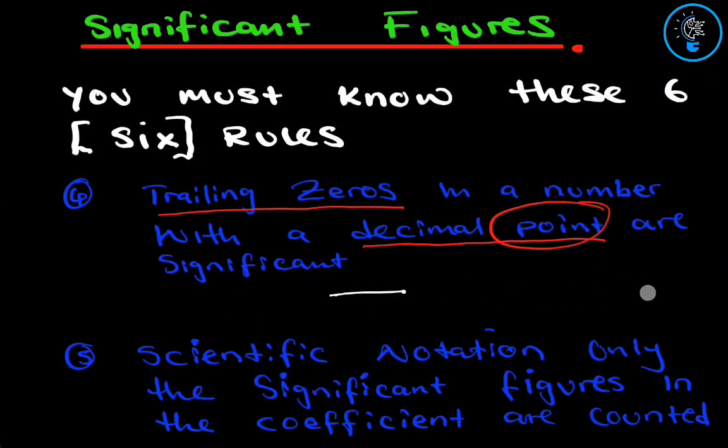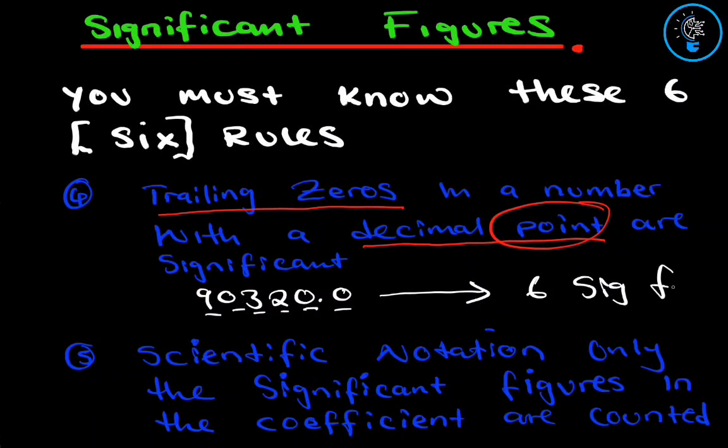Okay, let's look at one more example. Let's say we have 9032 0.0. How many significant figures are present in this number? You can pause the video and give it a guess. Okay, this number has 1, 2, 3, 4, then plus the trailing zeros must be included as well. So 4, 5, 6. So this one has 6 significant figures. That's how easy it is to state the significant figures of a particular number.